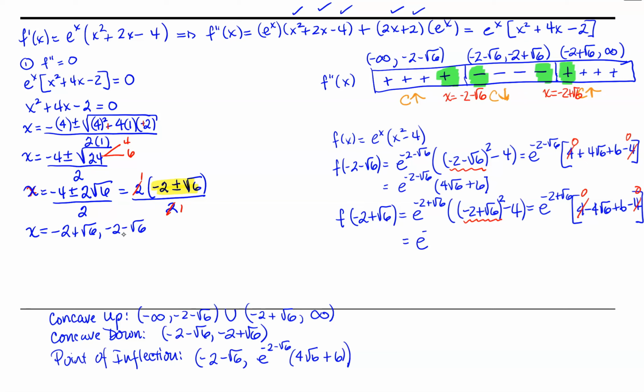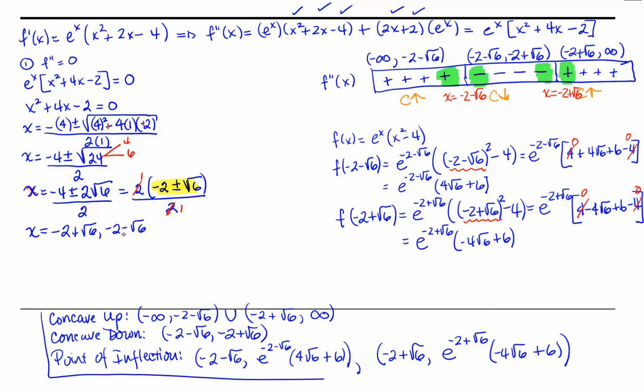And I'm left with e to the -2 plus square root of 6 times the quantity -4 square root of 6 plus 6. So our second point of inflection is -2 plus the square root of 6, comma, e to the -2 plus square root of 6 times -4 square roots of 6 plus 6. There we have the concavity of the function along with the points of inflection.